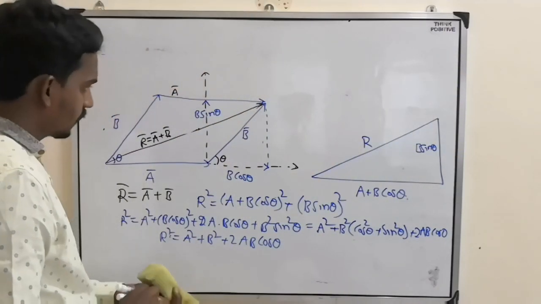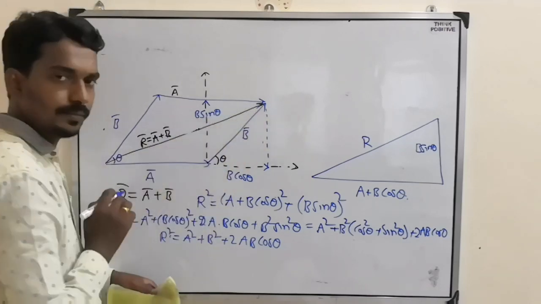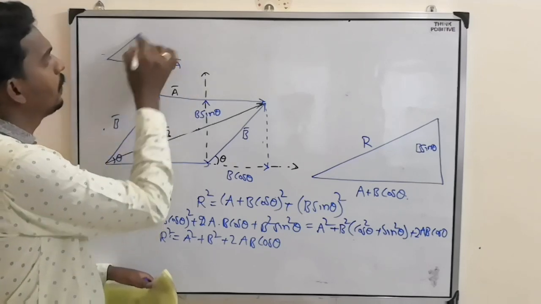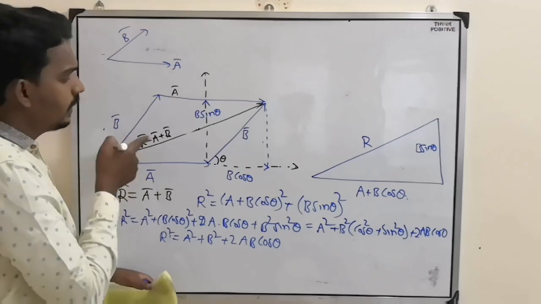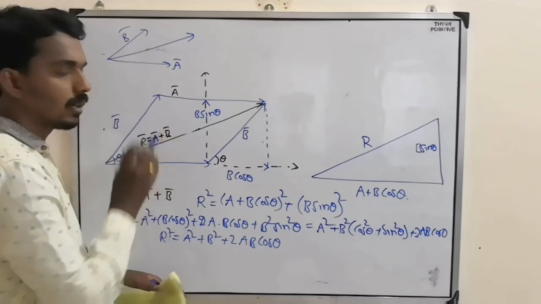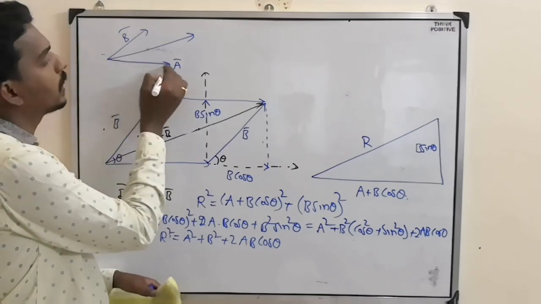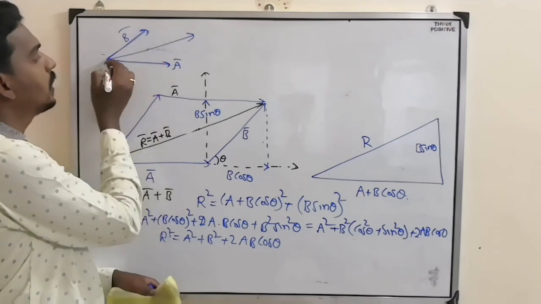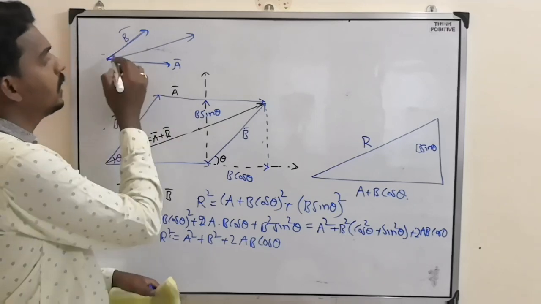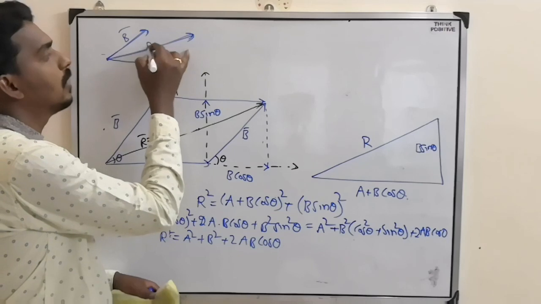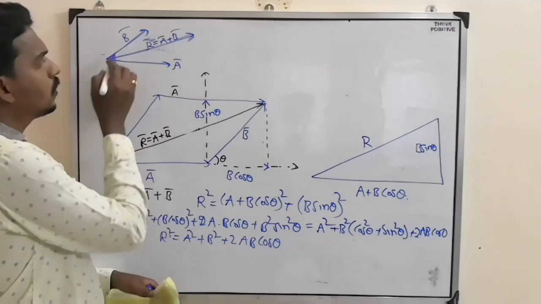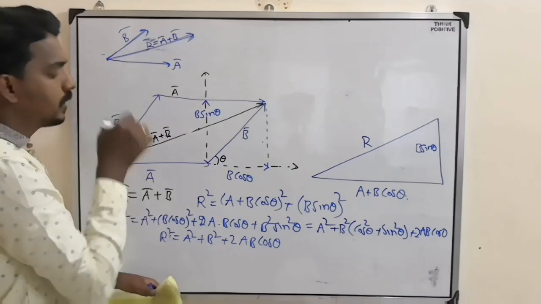See here, this is the resultant of A bar and B bar. So if A bar and B bar are two vectors, then their resultant must lie somewhere between them. That is what the parallelogram law says. So if you draw two vectors in such a way that their initial point is the same without changing their direction and magnitude, then the resultant of A bar and B bar must lie between them somewhere.